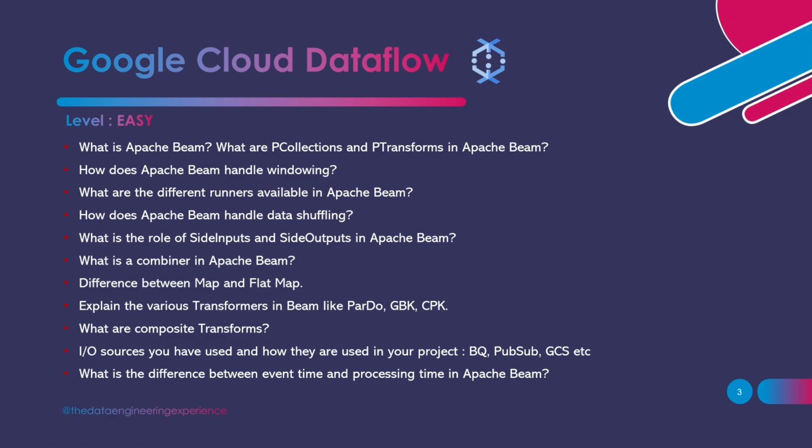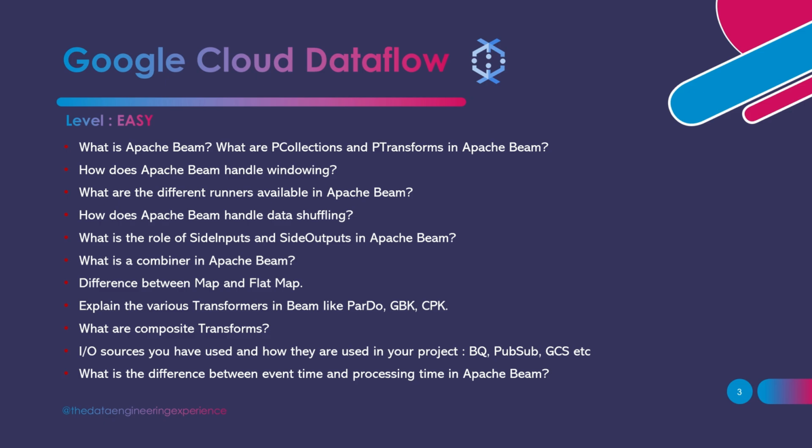Then what are combiners in Beam? You can mention that combiners are a specialized PTransform used for aggregation, and you can mention the two types of combiners that are present: the predefined combiners, which include sum, mean, max, count, and the custom combiners, which you can create by extending the CombineFn class.